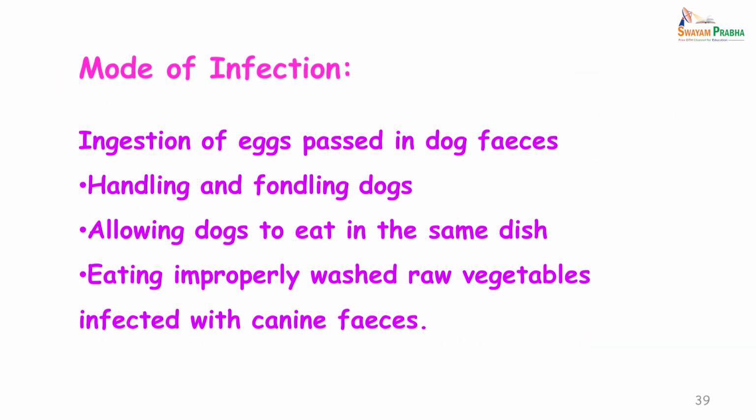Mode of infection in the adult is through ingestion of eggs passed in dog feces. Now, how does this happen? This usually happens when people are very close to their pets. They will fondle them, they will play with them, and the eggs may be present on the fur of the animal. Sometimes there are people who allow their pets to eat from their plate, and there may be eggs present near the mouth of the dog. Eating improperly washed raw vegetables infected with canine feces is another mode of infection with Echinococcus granulosus.